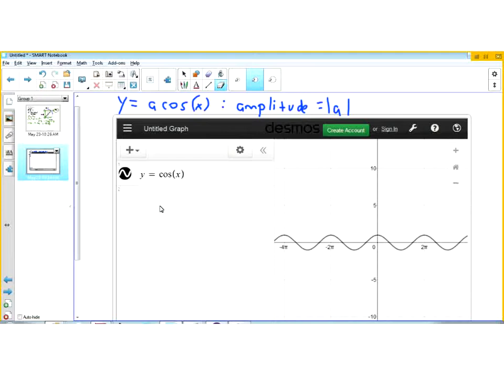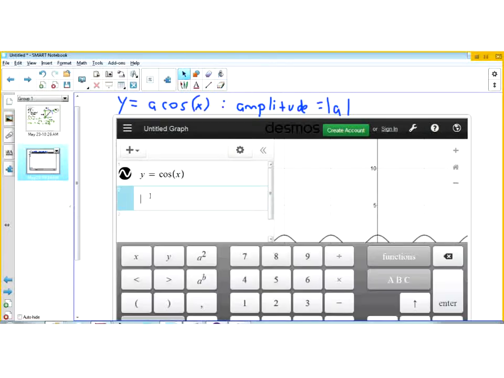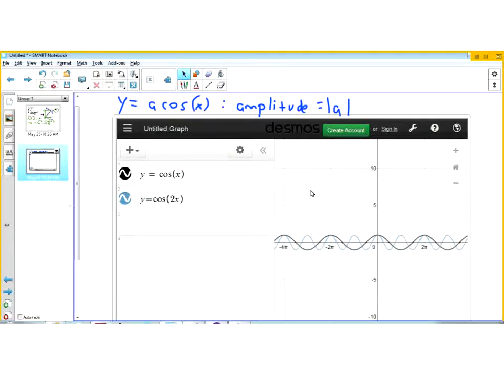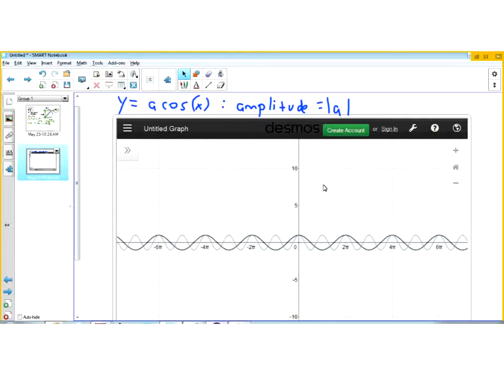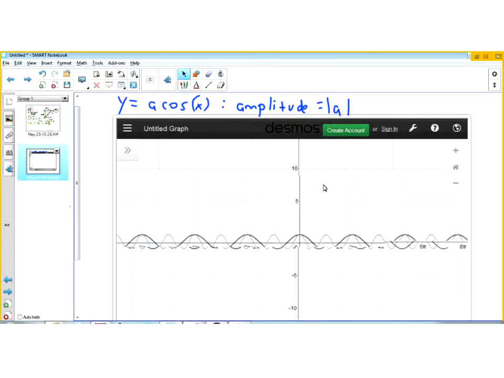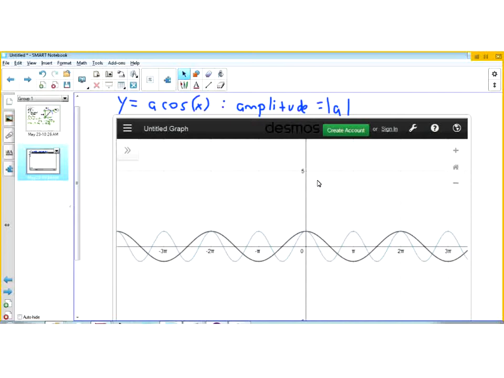If we were to multiply it by 2, it's basically a compression. Let's verify that. Let's graph y is equal to cosine of 2x. That'll be shown in blue. So the blue curve, you can see, is the black curve squashed in the x direction. Let's zoom in a bit and see what the implications are.